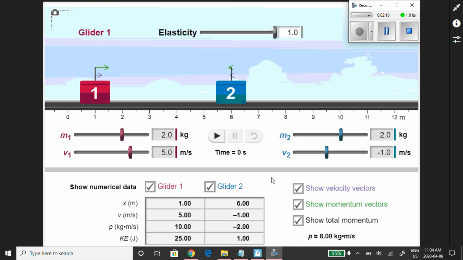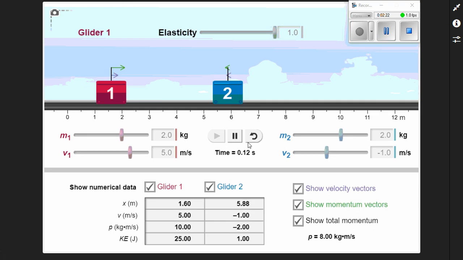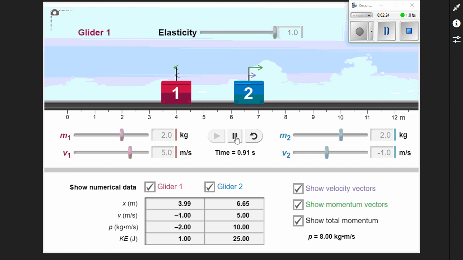Let's have the collision. Here we go. And if you take a look at it now, the kinetic energy is still 26, and the momentum is still 8. I have negative 2 and 10, but it's still 8. Both of these quantities have been conserved.